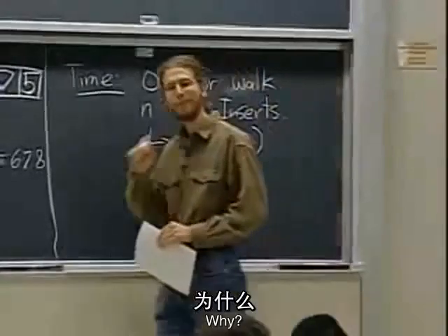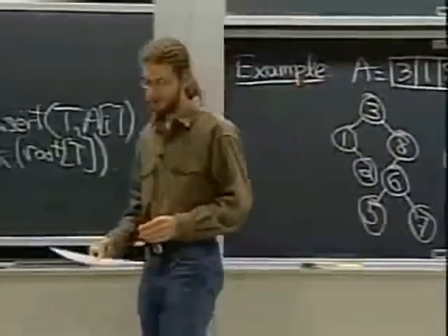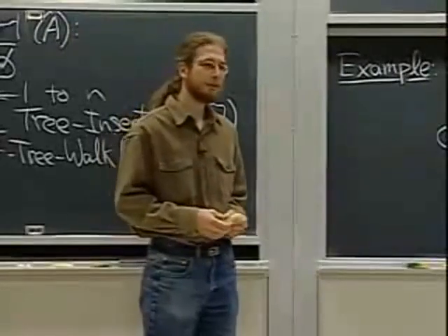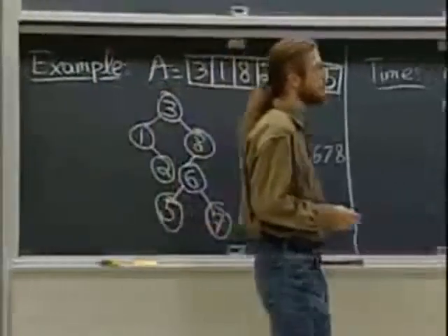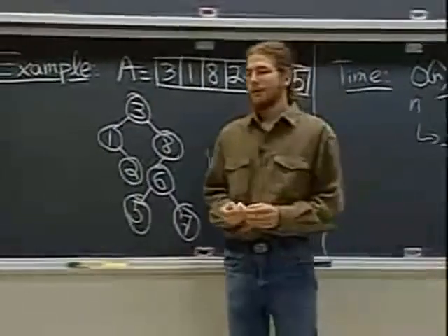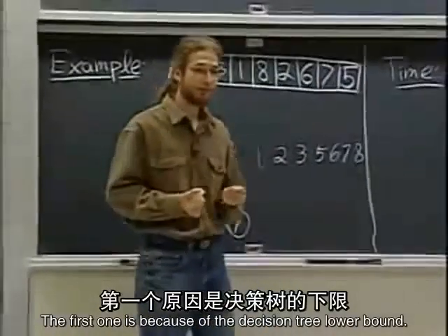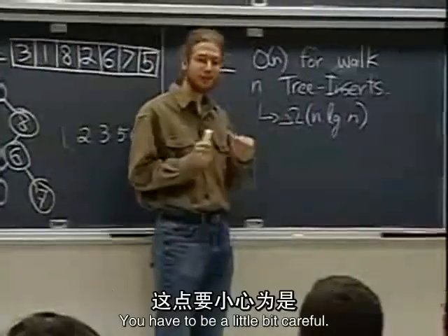Why? Well, because of the decision tree rule, but also because each one is perfectly balanced is going to take roughly log n to find the spot. And you're going to have n ends to do, but it could be worse than that. Right. So you gave two reasons. The first one is because of the decision tree lower bound. That doesn't actually prove this. We have to be a little bit careful.